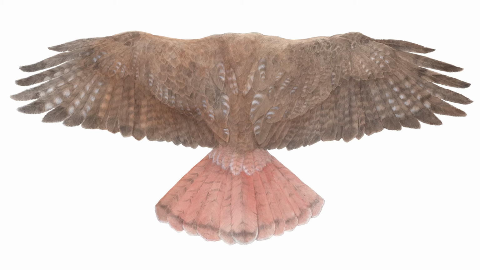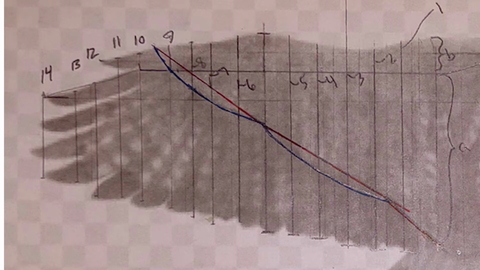To make the wings, we started with this top view of a red-tailed hawk, and as you can see, the wings have thicker parts made up of bone and muscle, and thinner parts which are made up of just a few layers of feathers. We broke each wing into sections and measured the lengths of the thick and thin portions to design an airfoil, that is a wing cross-section.